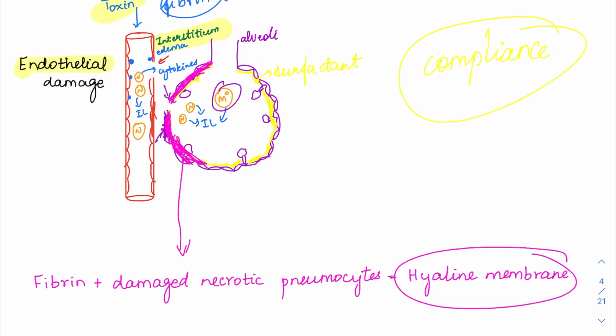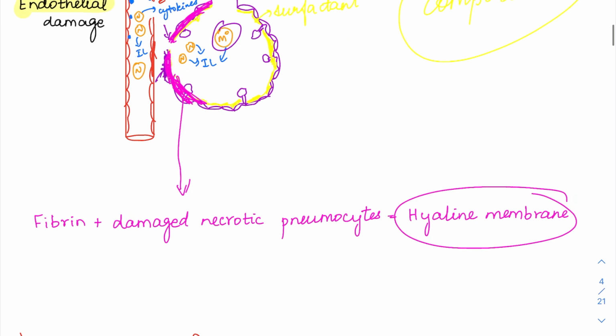So this is a very important thing. So hyaline membrane, what is the composition of the hyaline membrane? It is nothing but the necrotic debris which was composed of these pneumocytes and the inflammatory cells, along with the fibrin which was produced as a result of endothelial injury. So these are the components of this hyaline membrane.